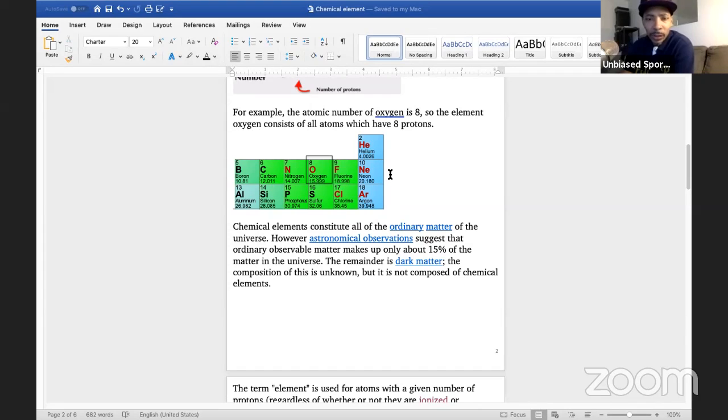Okay, so let's read that one more time. The atomic number of oxygen is 8. So the element oxygen consists of all atoms which have 8 protons. If there were 9 protons, then you would have fluorine. You have a whole different element.